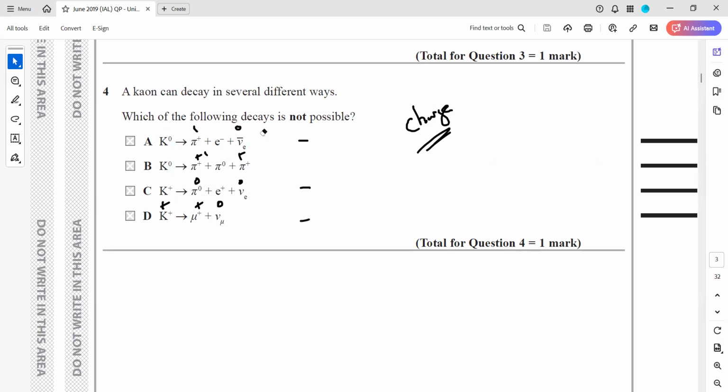Next conservation. You can check the conservation of a lepton number, or you can also check the conservation of a baryon number. It's up to you. Any one of the conservation you can check. Let's say the conservation of a lepton number. For every lepton, the lepton number is +1, and for every anti-lepton, the lepton number is -1. Kaon. Kaon is not a lepton. So what is the lepton number? 0. Pion. Pion is not a lepton, it's a meson, so lepton number is 0.